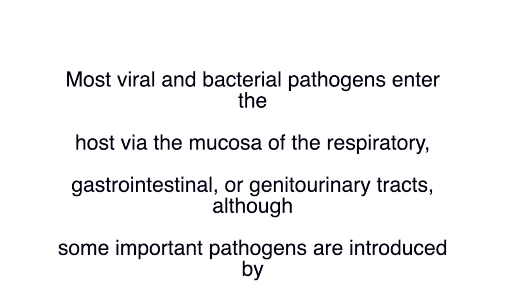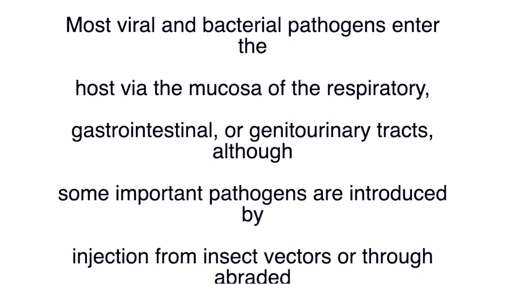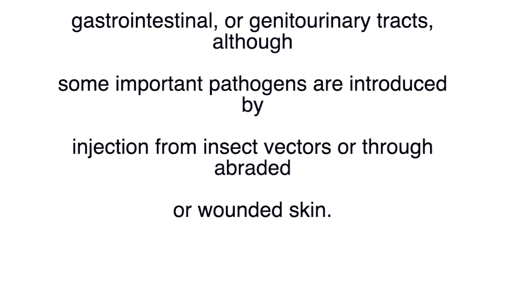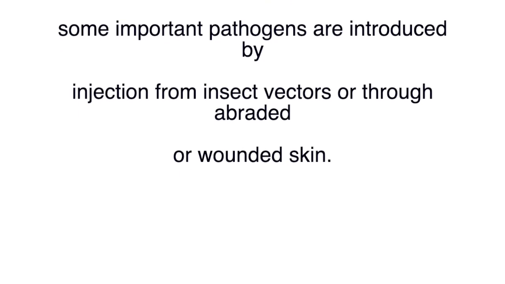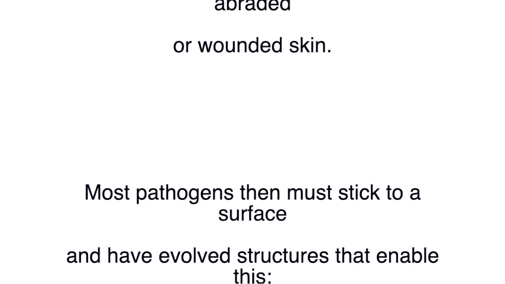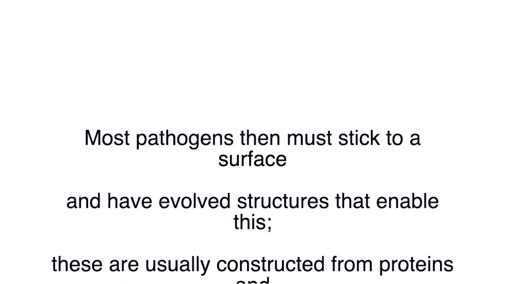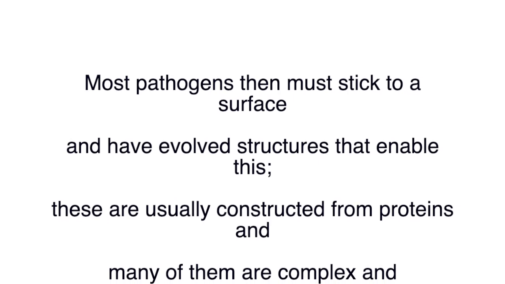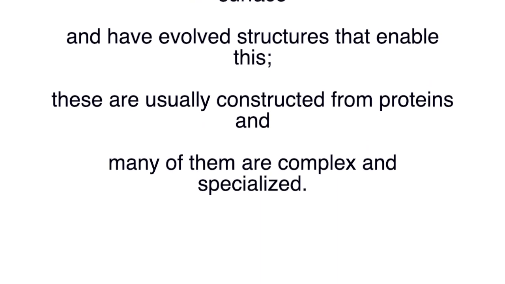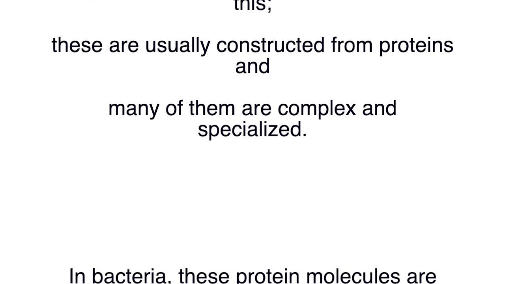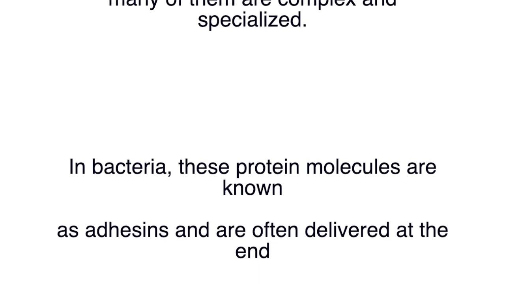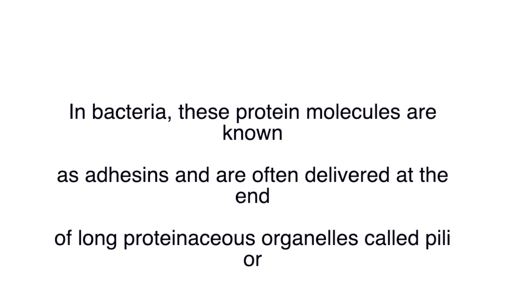Most viral and bacterial pathogens enter the host via the mucosa of the respiratory, gastrointestinal, or genitourinary tracts, although some important pathogens are introduced by injection from insect vectors or through abraded or wounded skin. Most pathogens then must stick to a surface and have evolved structures that enable this. These are usually constructed from proteins, and many of them are complex and specialized.